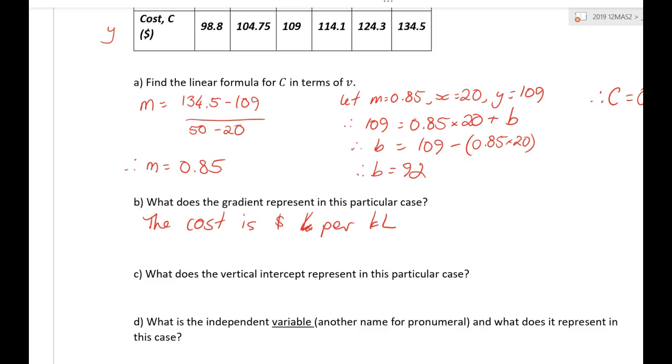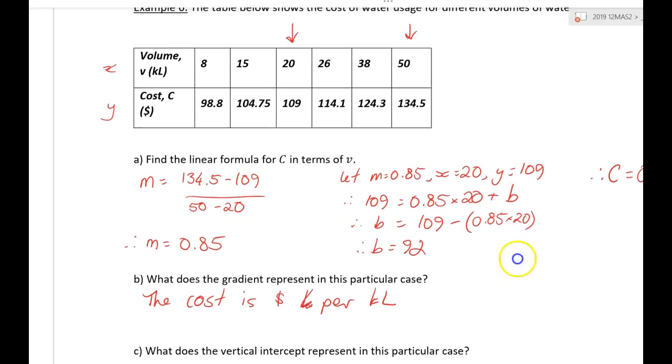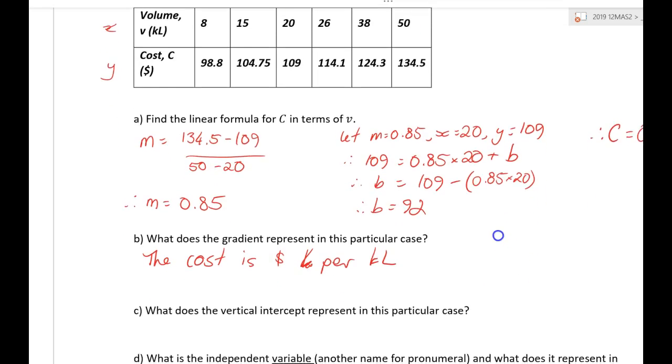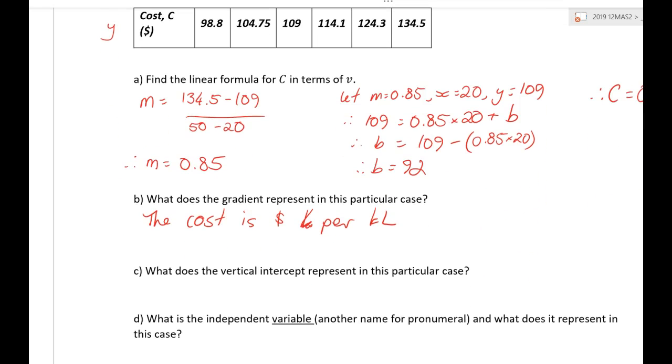What does the vertical intercept represent in this particular case? Well, the vertical intercept can be something like the initial cost, something like that. So what that would be in terms of your water bill, right, it will be something like an access cost. An access fee, or the cost before any water usage. Okay, sort of the minimum you're going to have to pay.